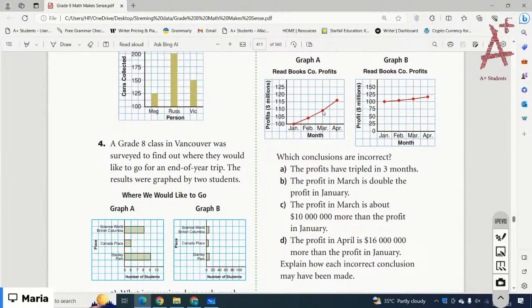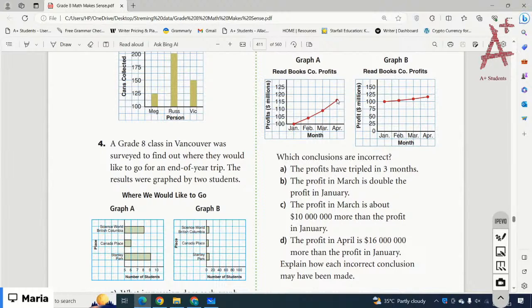Then D is the profit in April is 16 million more than the profit in January. Okay, the profit in January is 100 million, and in April it is more than 115 million, right? So when you subtract 100 million from 115 million, it would be around 16 million. Yes, that means option D is also the correct one, right? And graph A is also misleading because the scale never starts with 100, it must start with 0, right?